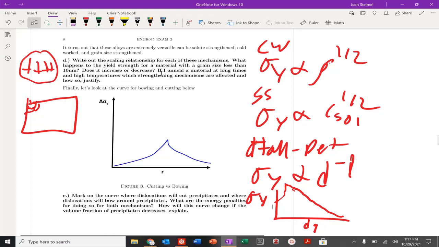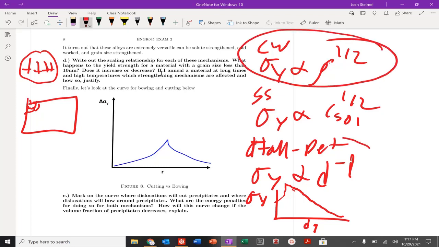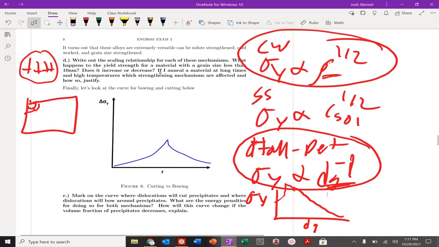If I anneal material at long times and high temperatures, what strengthening mechanisms are affected? So this mechanism will be affected, and Hall-Petch will absolutely be affected as well. Because again, I will decrease my density of dislocations, and I'll also increase my grain size dg, so both of these will essentially decrease my yield strength.